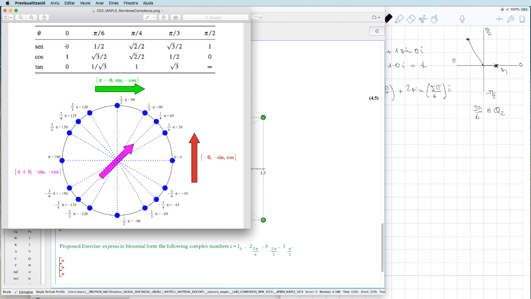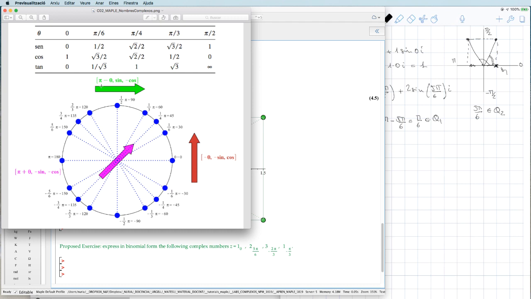So now I need to move to the first quadrant in order to be able to use the table. Remember that if I have 5 pi over 6 belonging to the second quadrant, I do pi minus the angle, which in this case is pi over 6, which is going to be in Q1. So I'm going to relate this angle to this other angle. In this case I have the same sine, but the cosine, this value and this value, they have a minus.